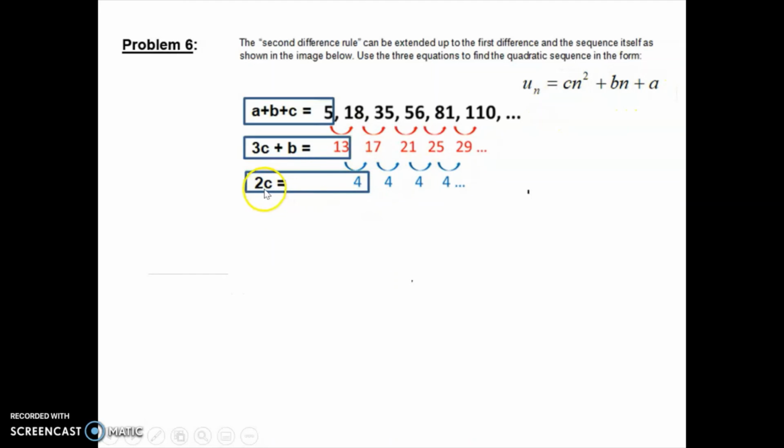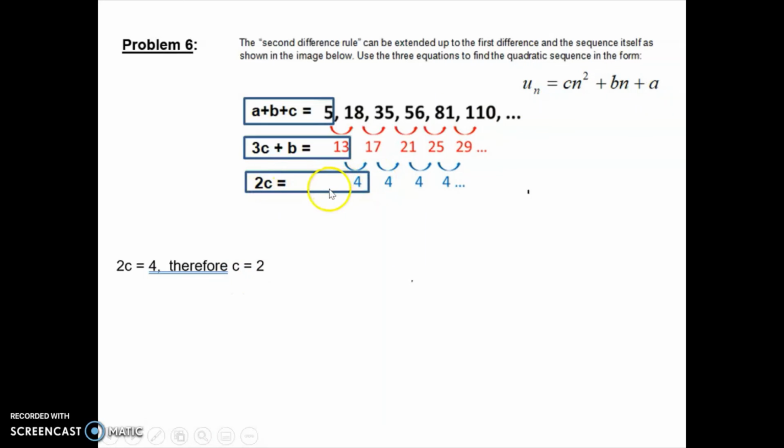So we can begin in the bottom. If 2c equals 4, then what is c? Well, if 2c equals 4, then c must be 2. That means this number will be 2. And that makes sense. We know that when we have a common second difference, or a constant second difference, the value in front of the n squared will always be half of that. So c, you can see here is 2. That means the 2 will go there.